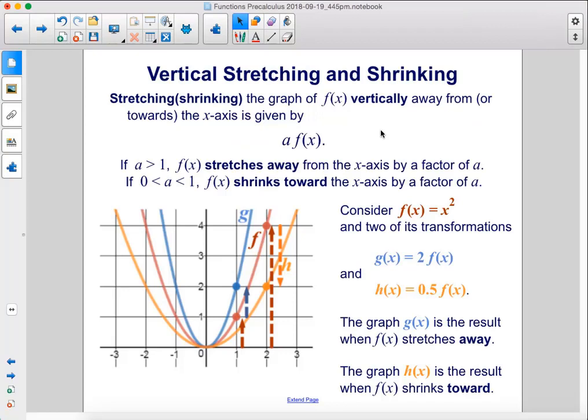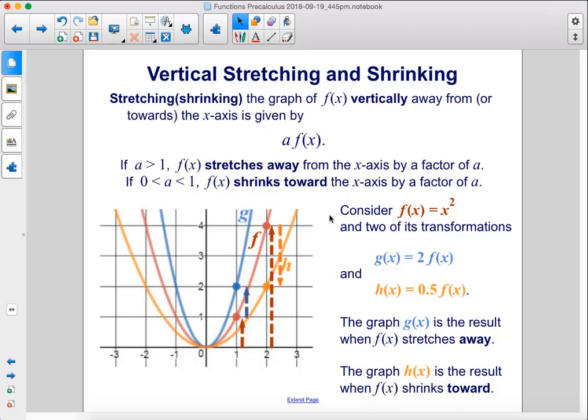Stretching or shrinking the graph of f of x vertically away from or towards the x-axis is given by a times f of x. If a is greater than 1, then f of x stretches away from the x-axis by a factor of a. If a is between 0 and 1, f of x shrinks toward the x-axis by a factor of a.